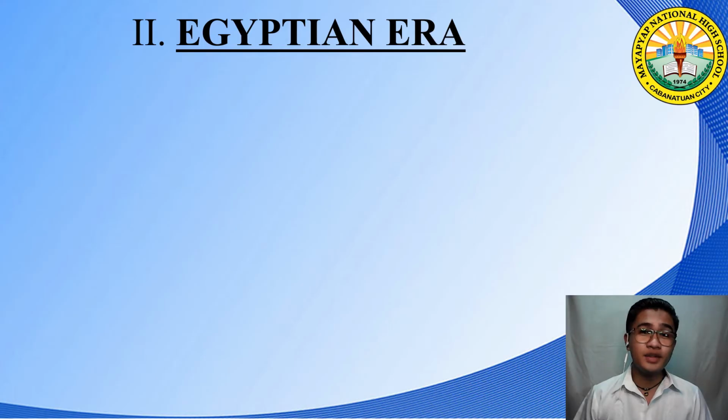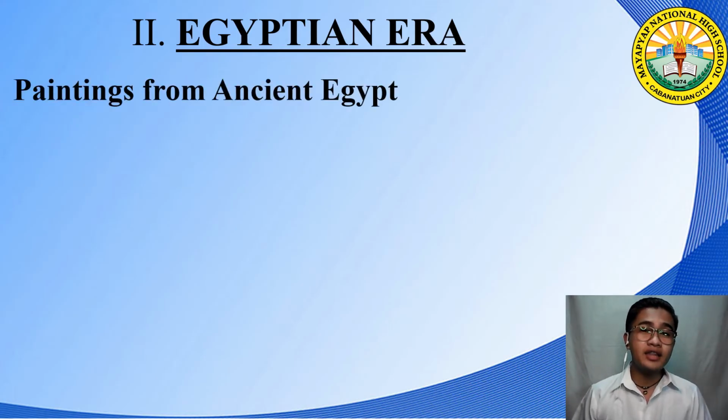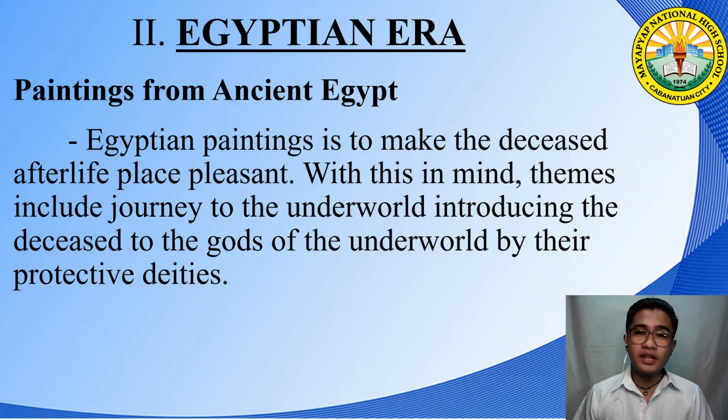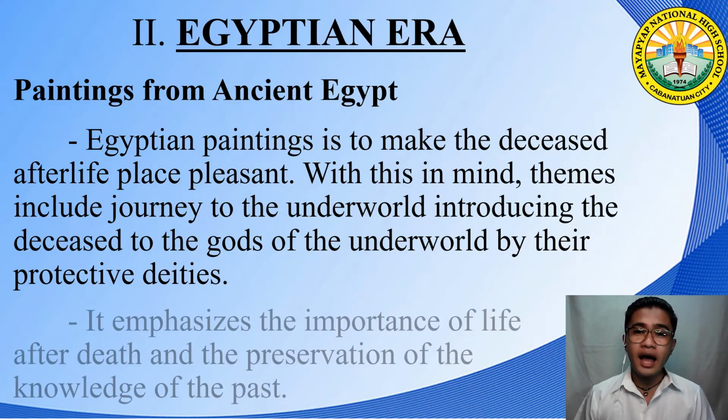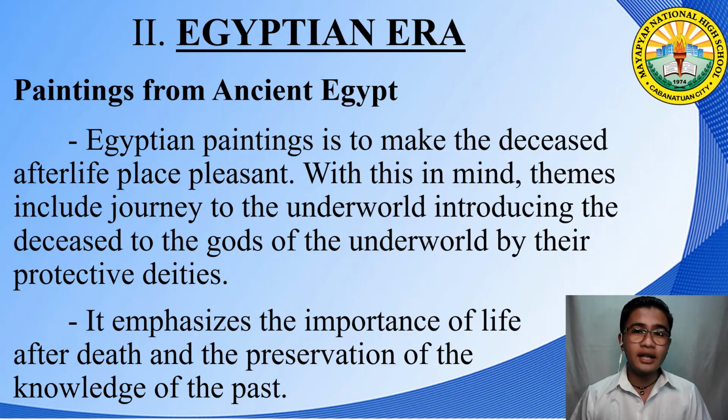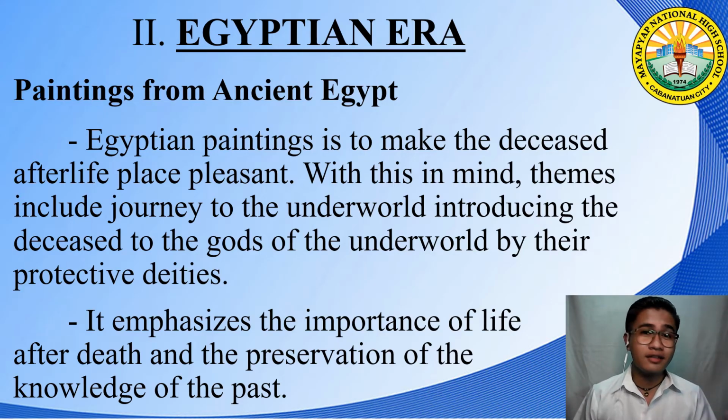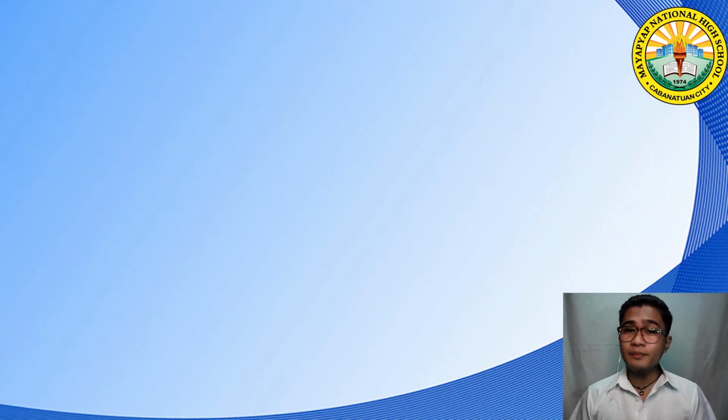So let's proceed to the next one. We have here the Egyptian era, paintings from ancient Egypt. The purpose of Egyptian painting is to make the deceased's afterlife place pleasant. With this in mind, themes include the journey to the underworld, introducing the deceased to the gods of the underworld by their protective deities. It emphasizes the importance of life after death and the preservation of knowledge of the past. So in short, this era is more religious than the prehistoric era that we discussed earlier.